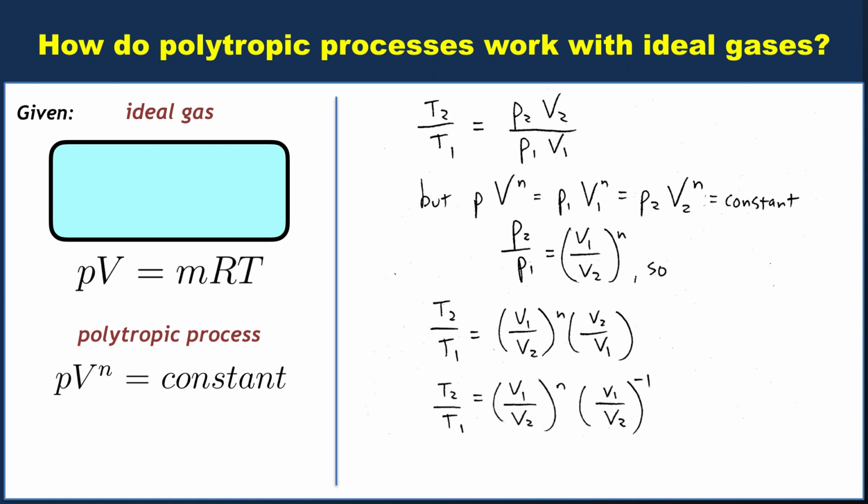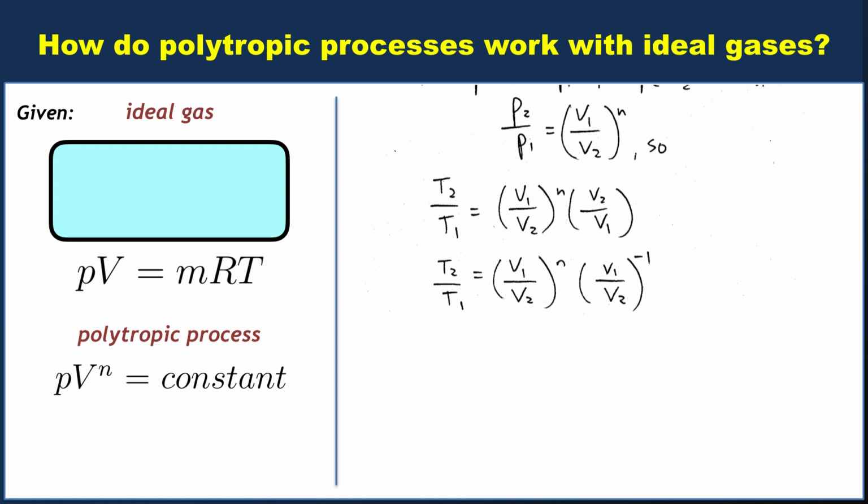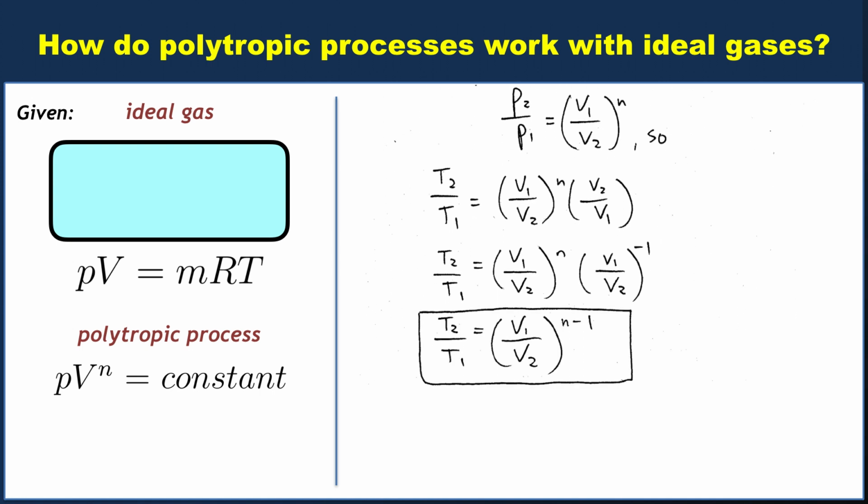So that second part, V2 over V1, we can write as the reciprocal of V1 over V2. Normally that would be a weird choice, but the idea is to combine the arguments, so we want V1 over V2 to some power, and indeed we can rewrite that as T2 over T1 equals the quantity V1 over V2 to the n minus 1 power. Okay, so that's our first relationship between temperatures and volumes for a polytropic ideal gas process. Pretty straightforward. So if you can measure volumes, you can get temperature.